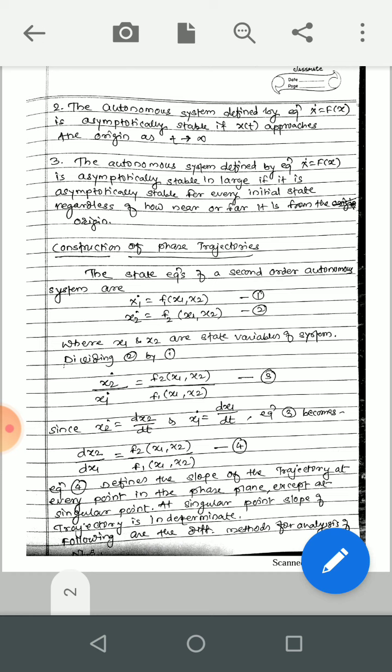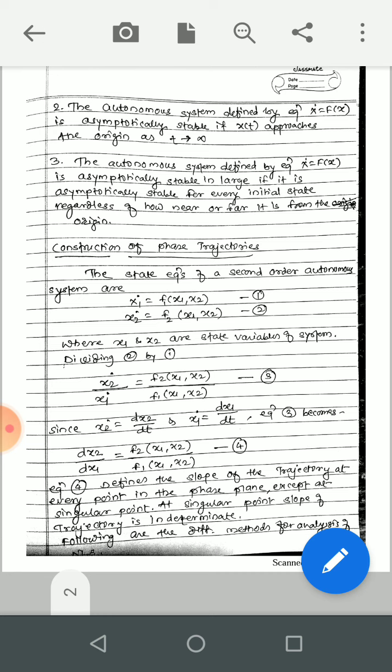Third definition: the autonomous system defined by x dot equal to f of x is asymptotically stable in the large if it is asymptotically stable for every initial state, regardless of how near or far it is from the origin. Now let us see how the phase trajectories are to be constructed. So, construction of phase trajectories.